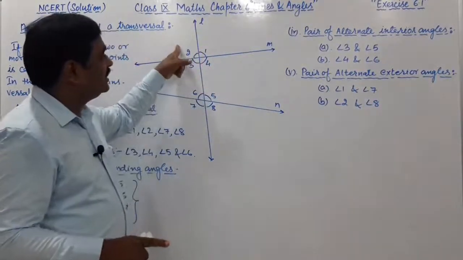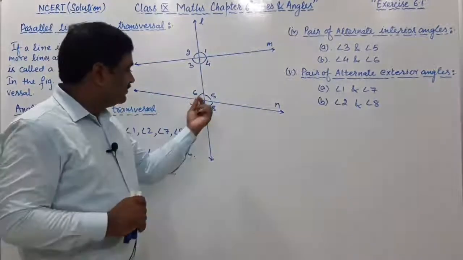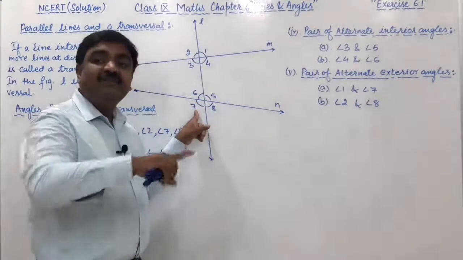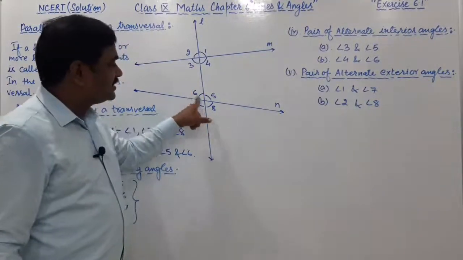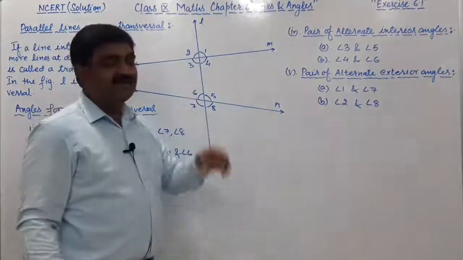Angle 2 is vertically opposite to angle 4. They both are equal in measure also. Similarly, at this point, angle 5 is equal to angle 7, vertically opposite angles. Angle 6 is vertically opposite to angle 8 also.